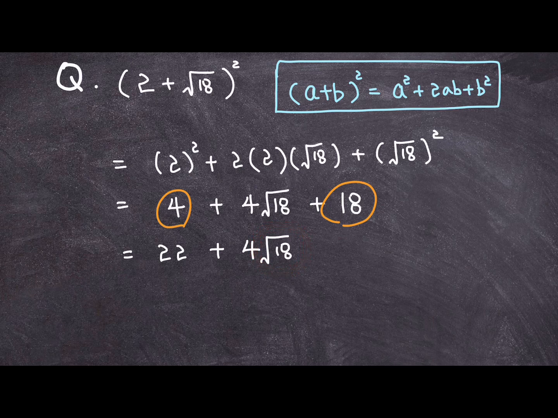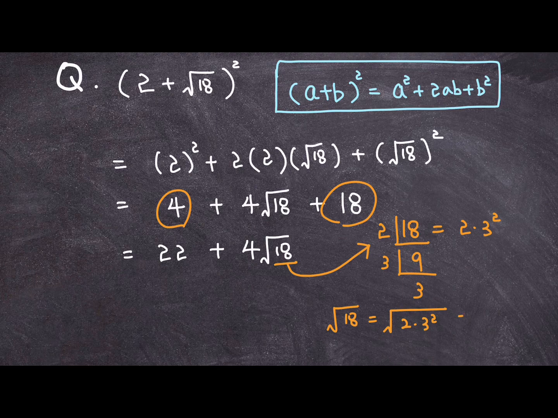So I'm going to go ahead and take that number 18 and break it down to 9 and 2. So 18 is equal to 2 times 3 squared. So square root of 18 is equal to square root of 2 times 3 squared, which is equal to, in this case, 3 squared can escape the square root sign as 3. 2 has to stay in because it's single. So that's going to equal 3 square root of 2.